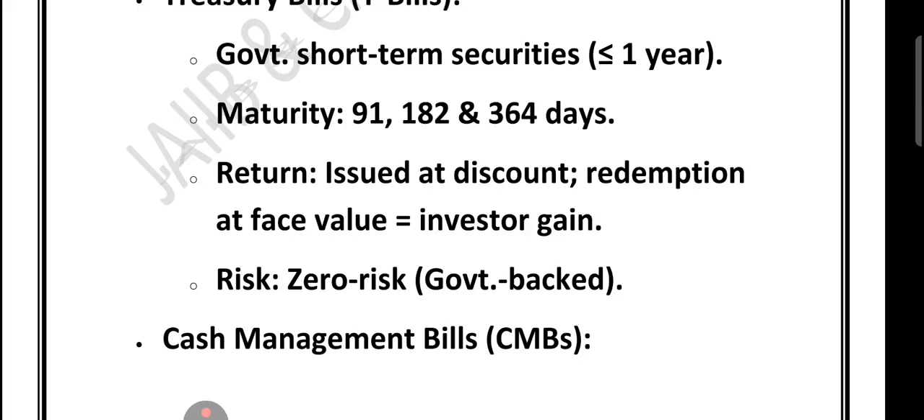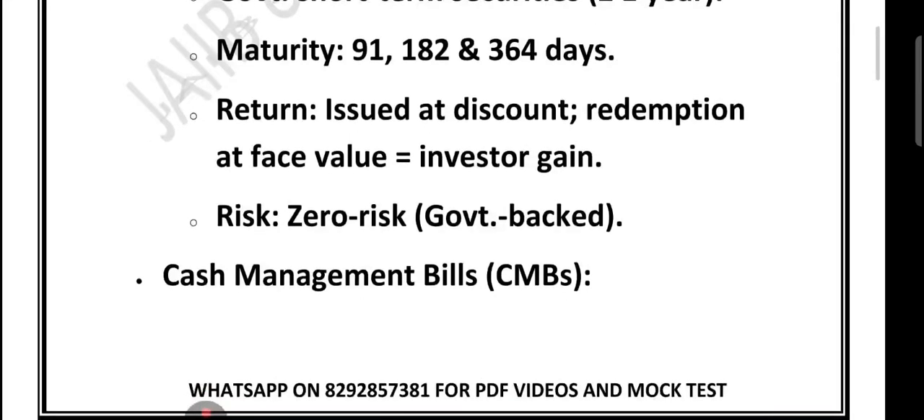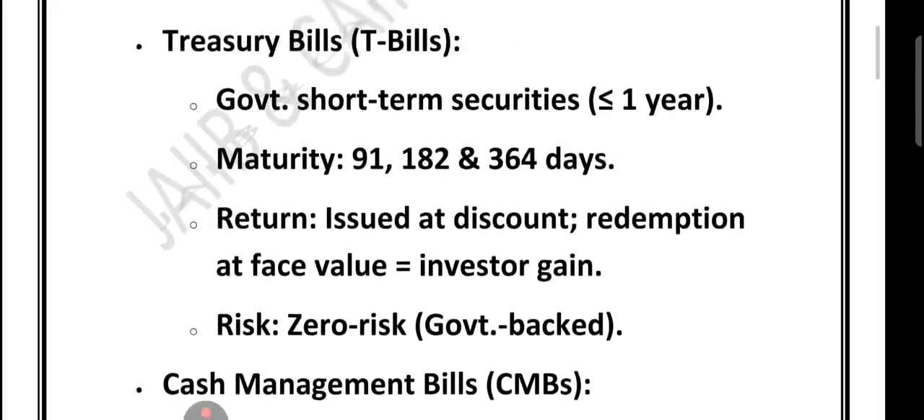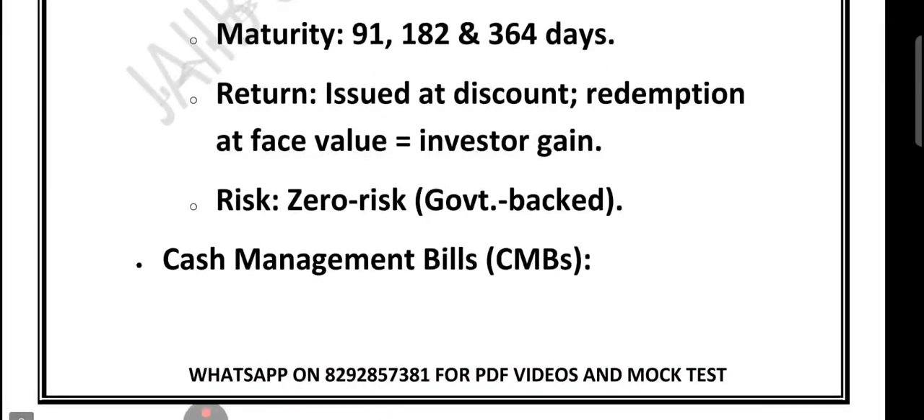Please remember it. And one more point is that since they are backed by the Government of India, yes, Government of India backed them, right? So they carry zero risk. Remember, this is a very important point. They carry zero risk, making them one of the safest investments, right? So Treasury bills are the safest investment.